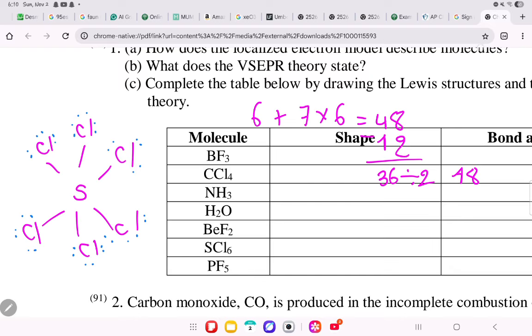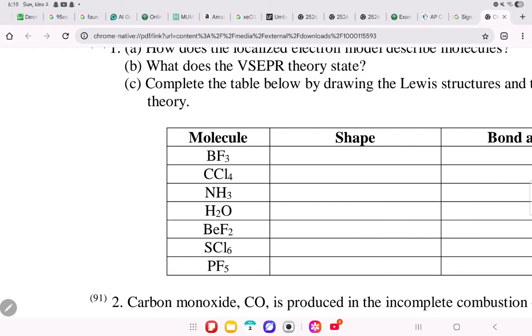Now we need to check if all of them fulfill the octet. Yes, all of them do fulfill the octet. And it's okay for sulfur to have an extended valence shell because it's after period 2. So perfect. That means this is AX6. And AX6 is what? AX6 is octahedral, okay? So octahedral. And what's the angle? The angle is 90 degrees. Perfect. Now, last and final one is PF5.